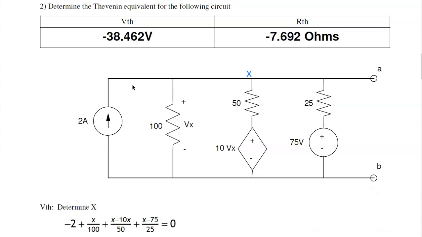Problem 2 says try to find the Thevenin equivalent for this circuit. This one's a little bit trickier. The Thevenin voltage is the open circuit voltage. Call this X. X is whatever it takes for the currents to balance.